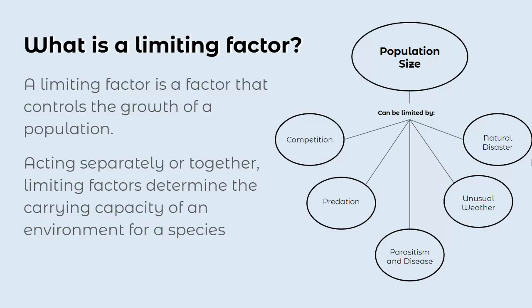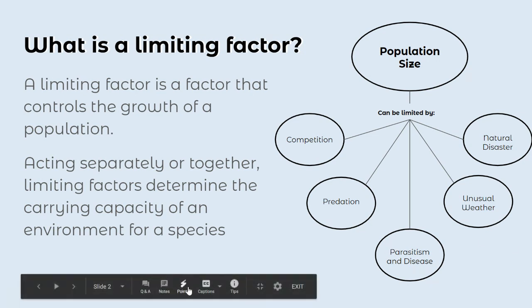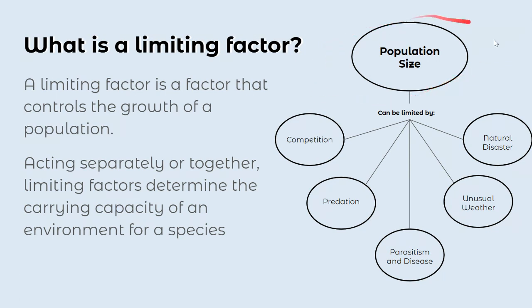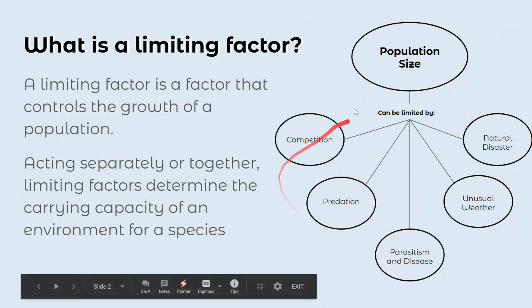First, talking about what specifically is a limiting factor. A limiting factor is just any factor that controls the growth of a population. So, our population size, we have a mini concept map here. You don't necessarily have to put the concept map in your notes, you can just list these out, or you can have this fun graphic organizer.